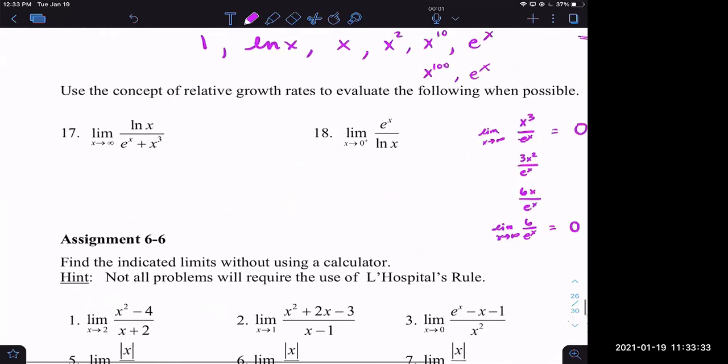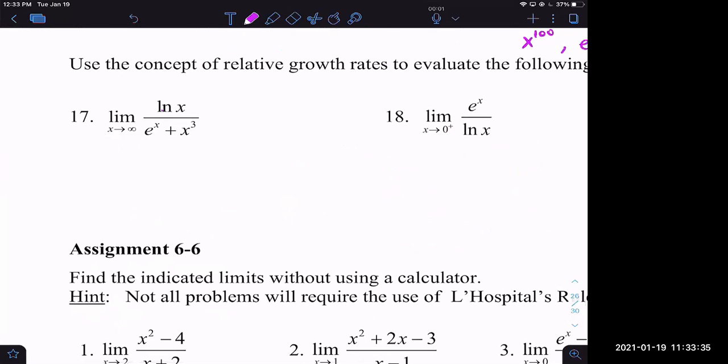So on example 17, we have a log function on top, which, yeah, it goes to infinity, but it grows pretty slowly. And we have an exponential on the bottom, which grows really fast. So top heavy or bottom heavy, which one goes to infinity faster? Bottom. So I always think of this as still a bottom heavy question like we do with polynomials. The denominator is going to infinity faster. If the denominator goes to infinity faster, it's always 0.